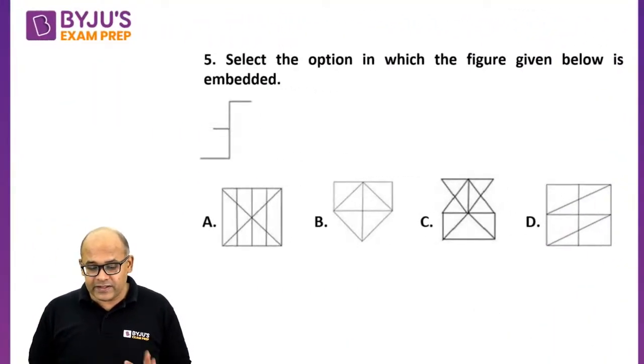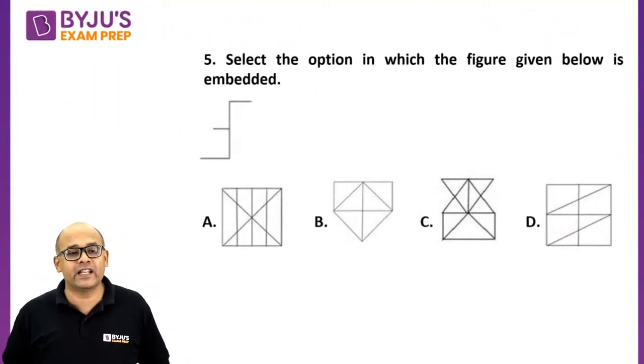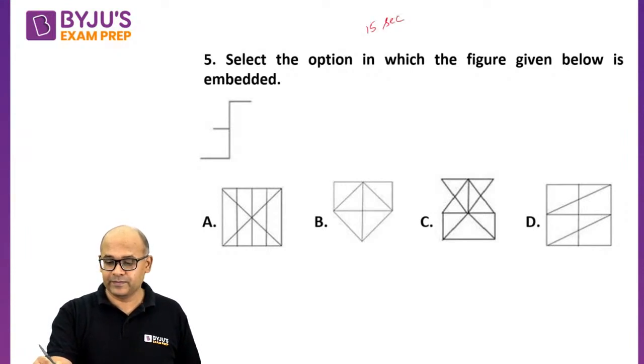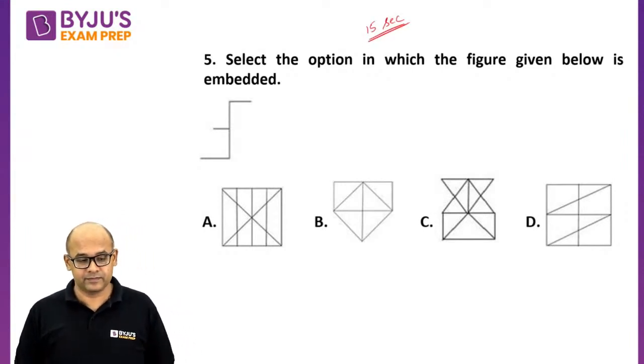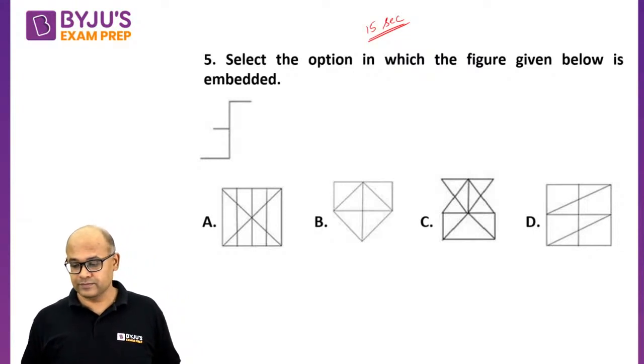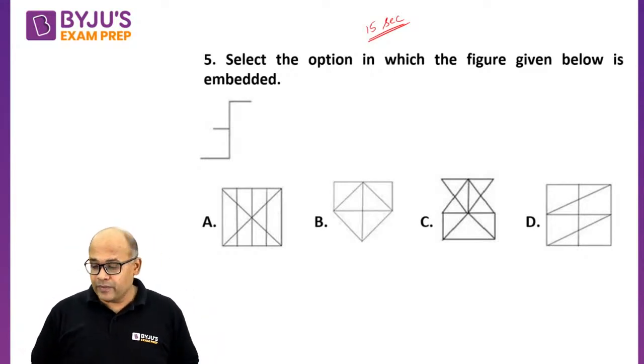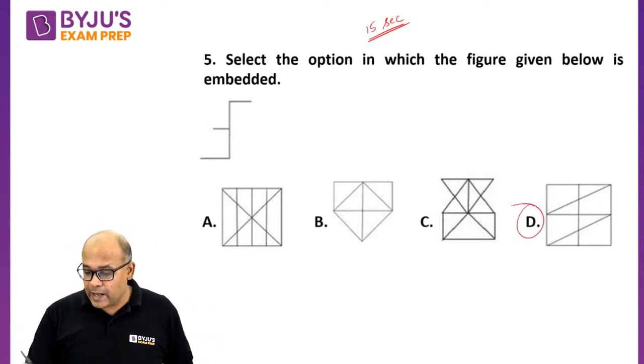Question number 5. This is quite easy again. 10-15 seconds max. Give me the answer quickly. 15 seconds. Alright, 15-20 seconds up, lot of correct answers. The correct answer happens to be D.